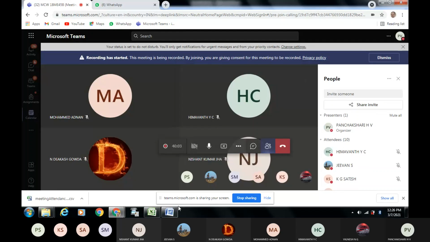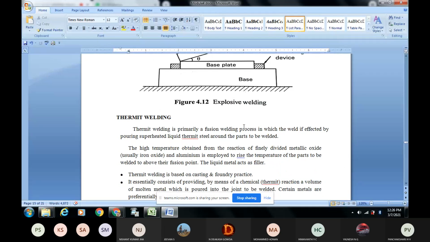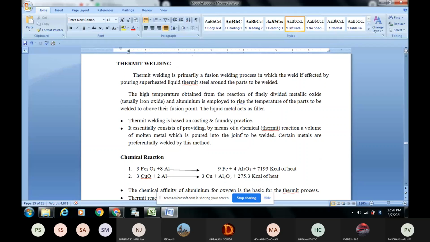Okay, this is about explosive welding. Next, let's go to another type of welding, which is called thermit welding. It is a special type of welding. Here, in thermit welding, we are not using electrical energy. We are not using gas for combustion purpose. It is taking place by means of chemical reaction. That is called thermit welding, which we will study now.